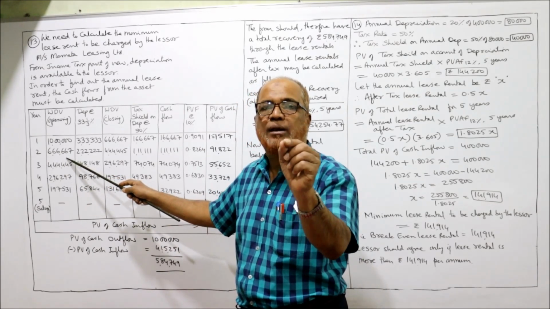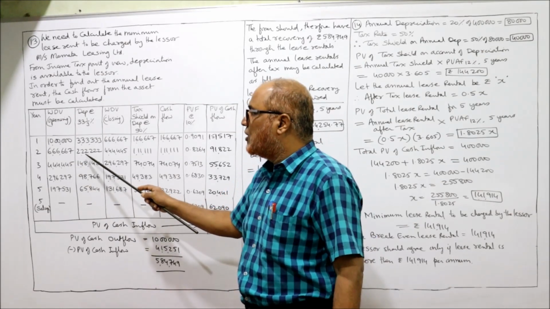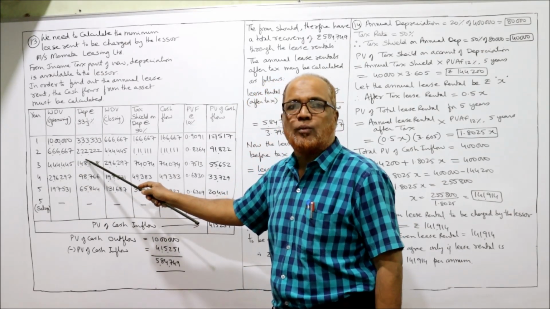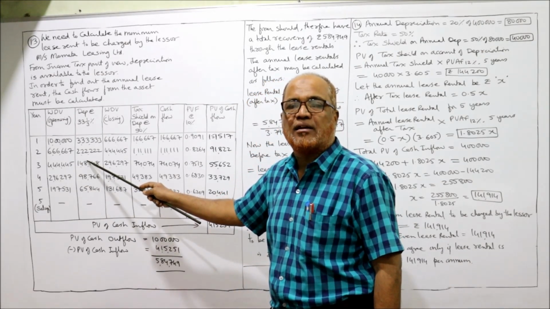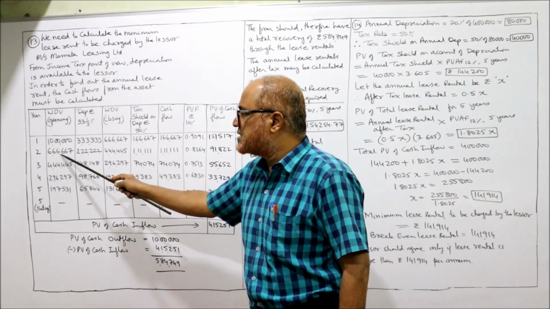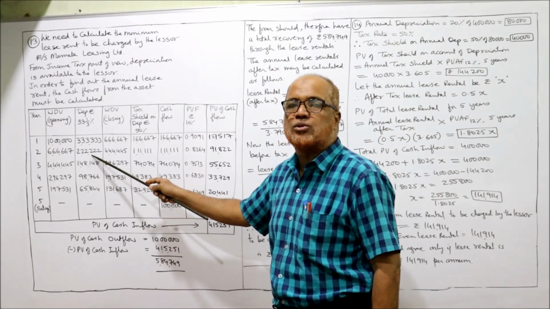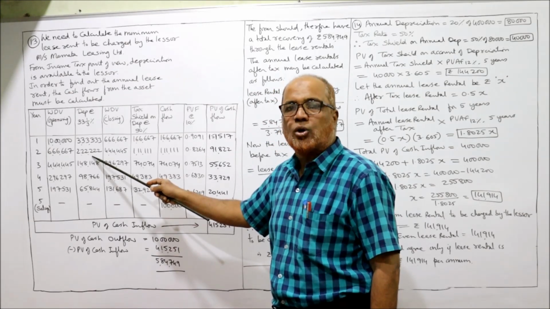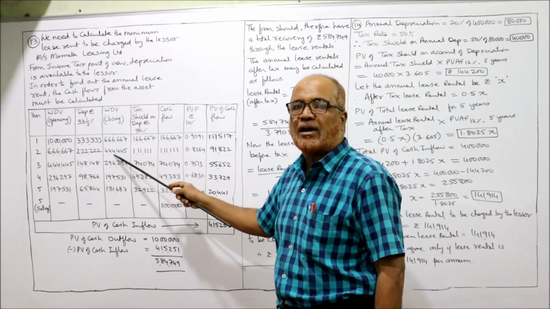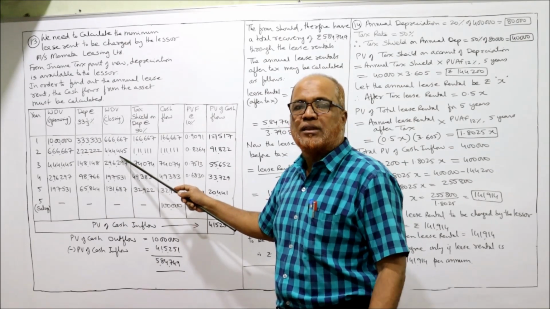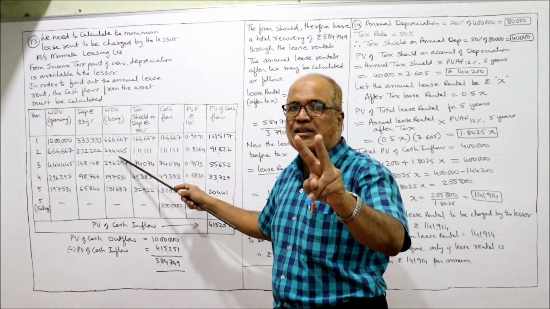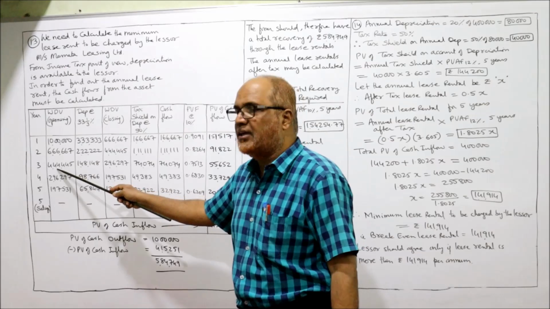6,66,667 into 1/3. You will get 2,22,222. This is the depreciation for the second year. Now subtract 6,66,667 minus 2,22,222. Closing WDV we got 4,44,445. This is the closing WDV for second year. This will become opening WDV for the third year.